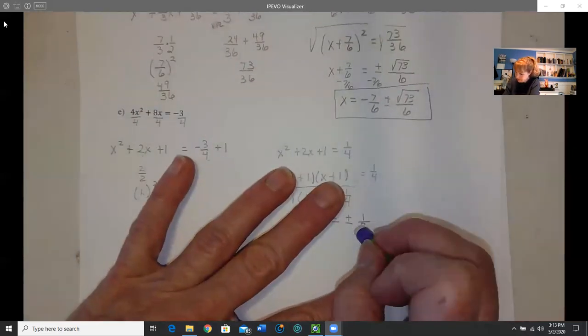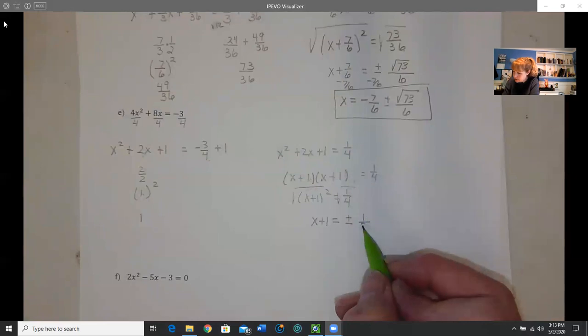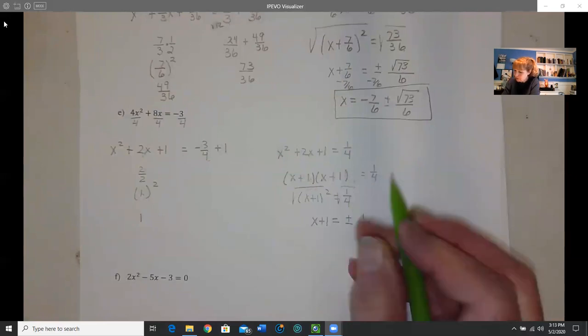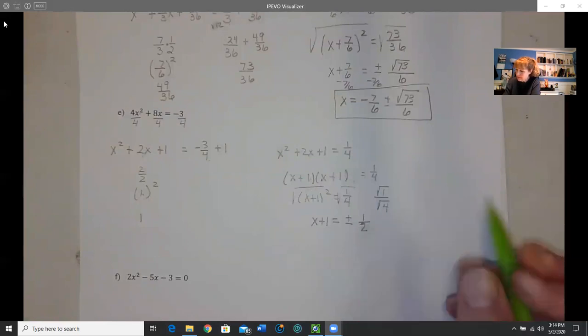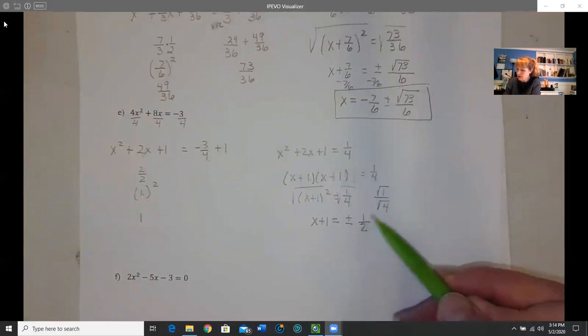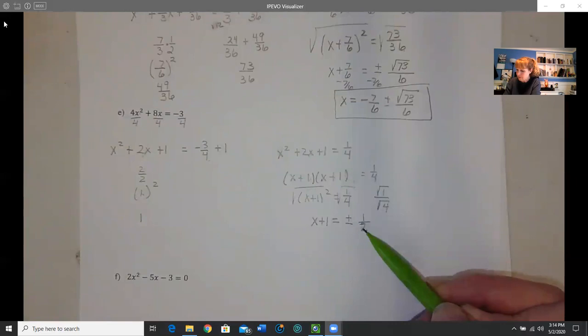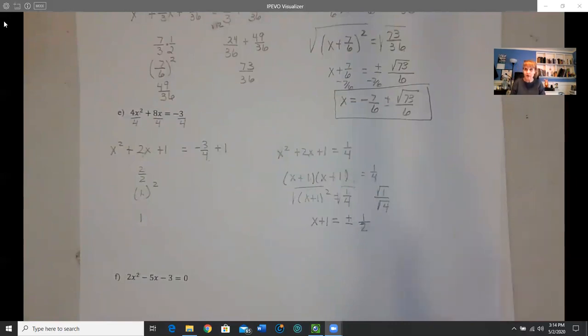Let me write that better. So again, I just reduced the square root. So this is the square root of 1 over the square root of 4. The square root of 1 is 1. The square root of 4 is 2. There's no radical here. Wow, this is awesome.